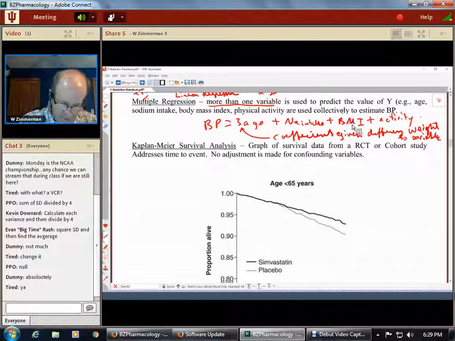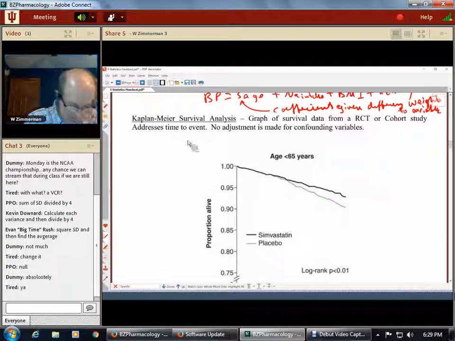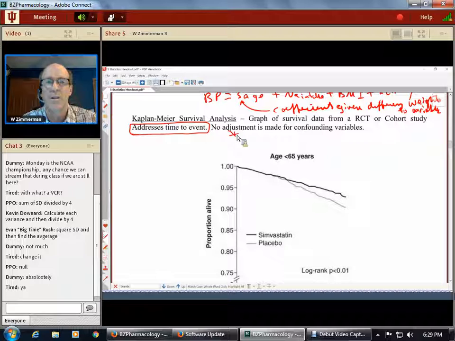Okay. Something else you guys are going to see are these Kaplan-Meier survival analysis, where they graph survival data from a randomized controlled trial or even a cohort study, and this addresses time to an event. How long does it take? And a big point here is no adjustment is made for confounding variables. We'll see how we can adjust for confounding variables. Again, confounding variables are those things that, gee, you realize your two groups weren't the same age, or there's some difference in the drugs they were taking. How can you adjust for that?